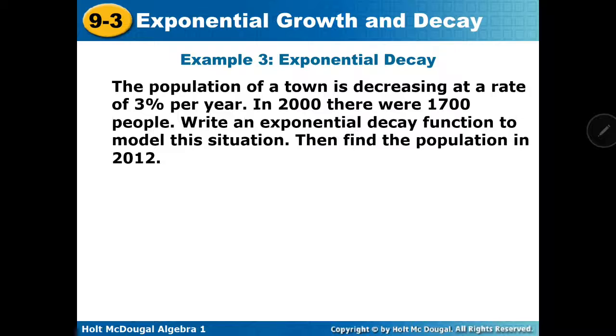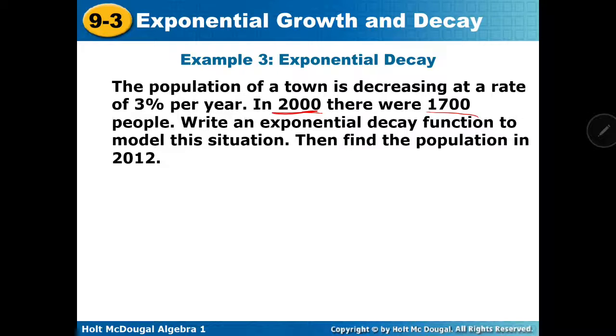It says here, the population of a town is decreasing at a rate of 3% per year. In 2000, there were 1,700 people. Write an exponential decay function to model this situation. Then find the population in 2012.